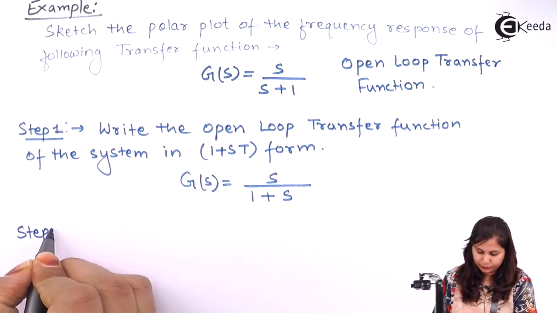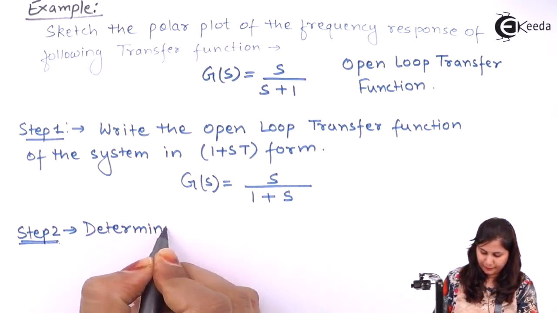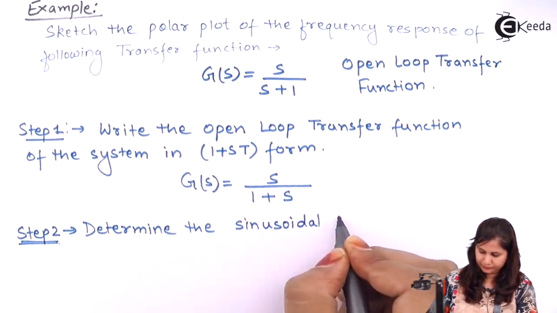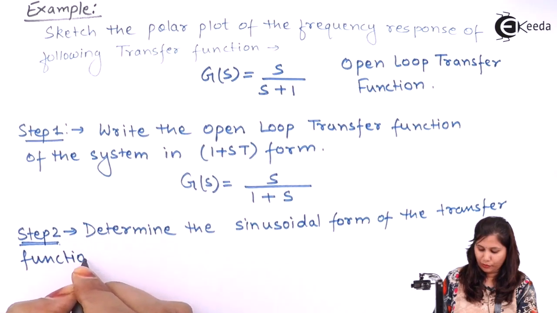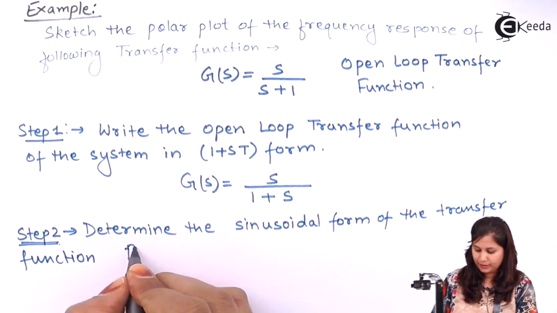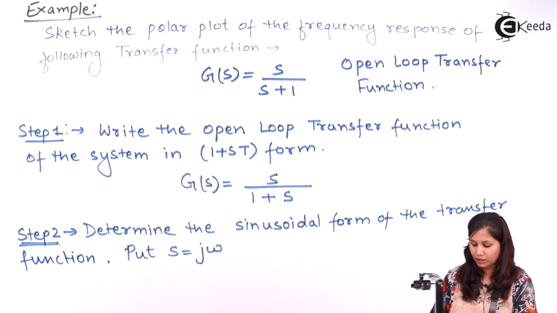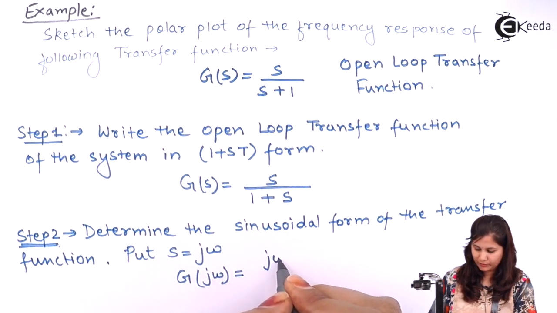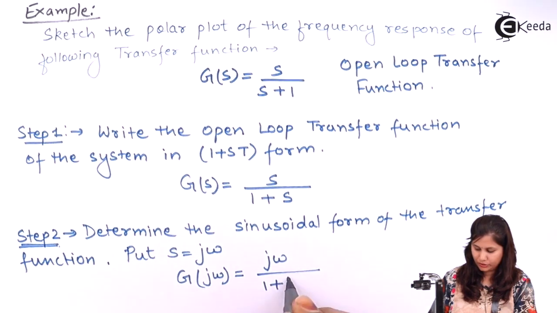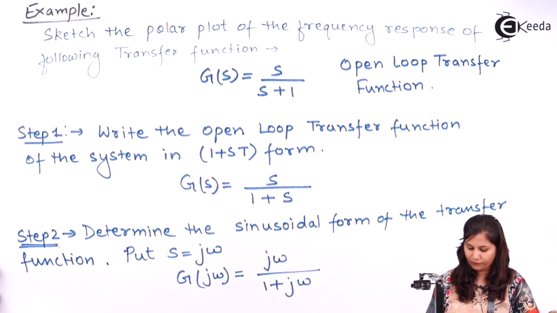Now step number 2 is to determine the sinusoidal form of this transfer function. The sinusoidal form is obtained by replacing s by j omega. So put s equals to j omega so that you will be able to find out the sinusoidal form. So G becomes G(j omega), and it is j omega upon 1 plus j omega. So we have obtained the sinusoidal form, that is G(j omega) of the system.